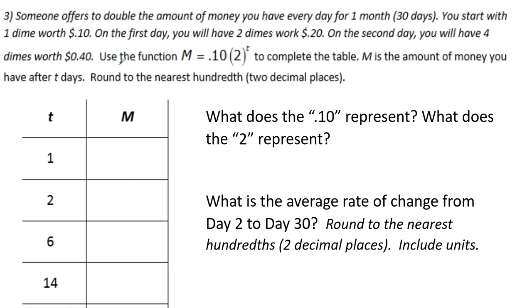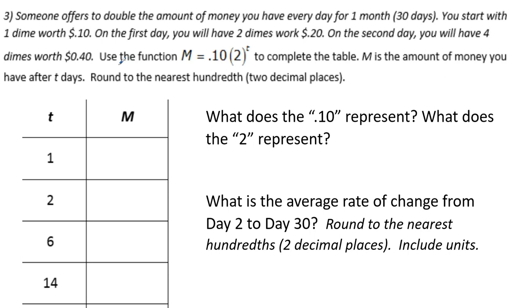There we go. Number 3: someone offers you to double the amount of money you have earned every day for 1 month, 30 days. You start with 1 dime. On the first day, you have 2 dimes. On the second day, you have 4 dimes. And then they give you the function to help find those values out. They want you to complete the table.